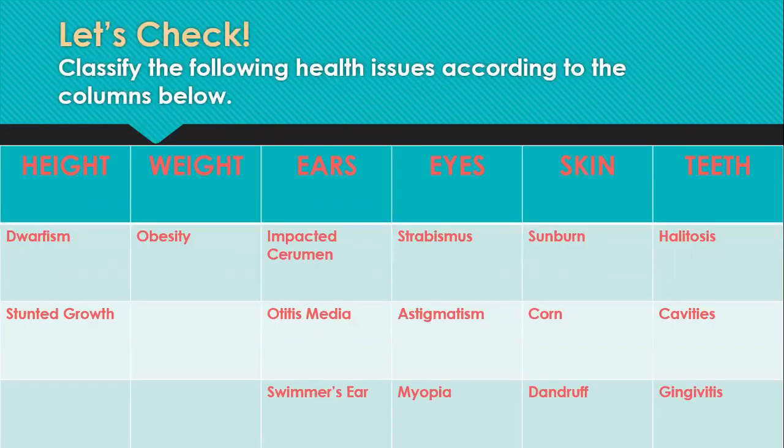Under height, we have dwarfism and stunted growth. For weight, obesity. Under ears, we have impacted cerumen, otitis media, and swimmer's ear. For the eyes, we have strabismus, astigmatism, and myopia. For the skin, sunburn, corn, and dandruff. And for the teeth, halitosis, cavities, and gingivitis.